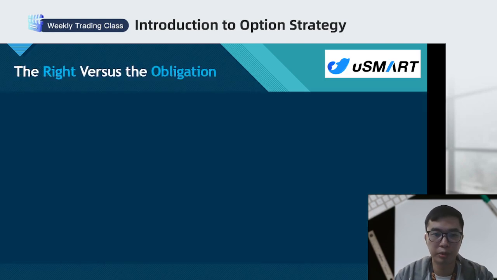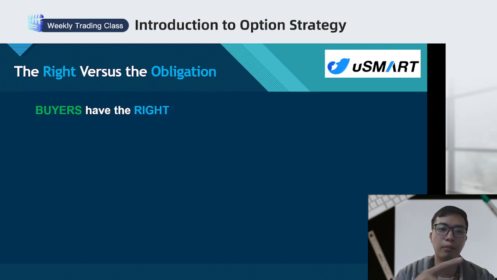So what is options? This is a summary of what options are. In options, the buyers have the right. What does it mean that the buyers have the right? It's either the buyers of call options or the buyers of put options. They have the right to buy or not to buy; for put, it is to sell or not to sell.